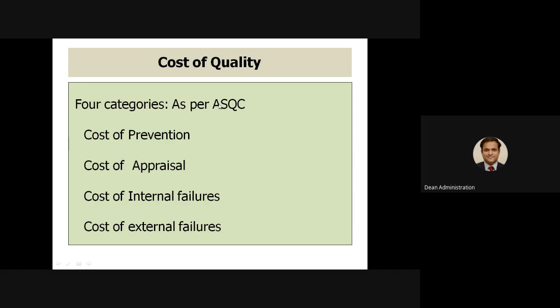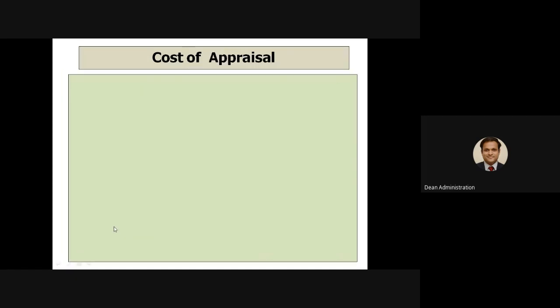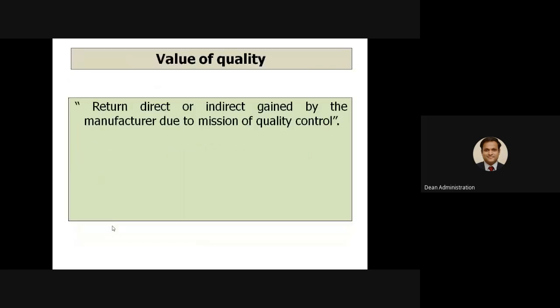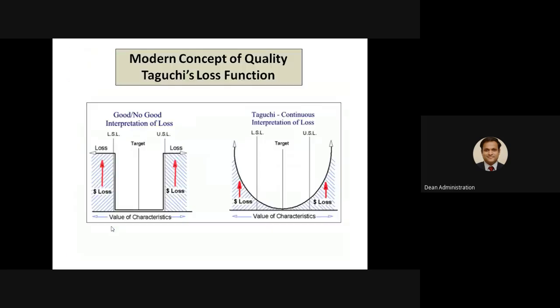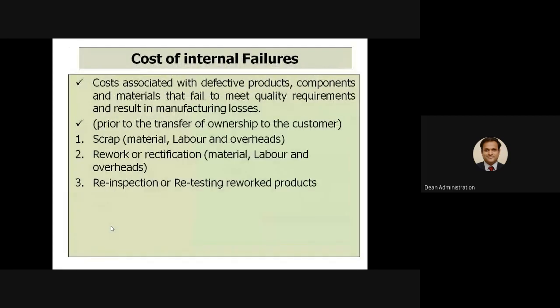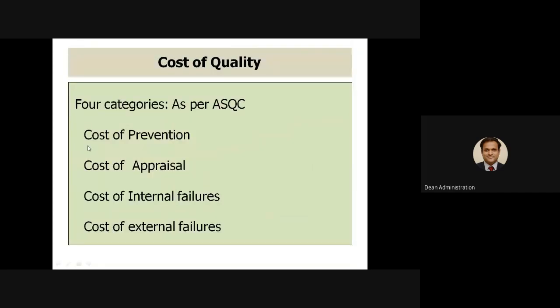Okay. So there are 4 costs of quality as per the American Society for Quality Control: cost of prevention, cost of appraisal, cost of internal failures, and cost of external failures. Now, all of these are just various terms, but I'll just talk about these briefly.